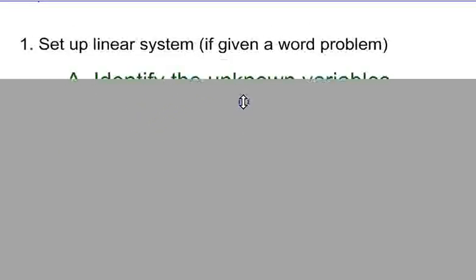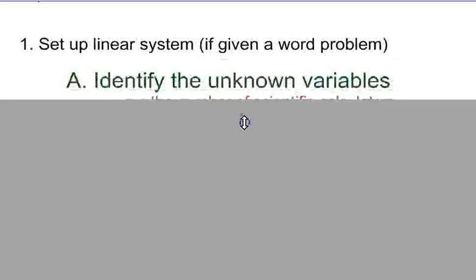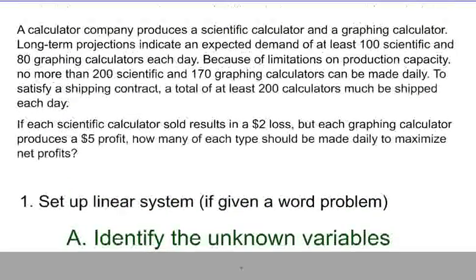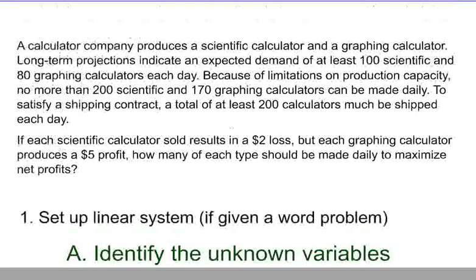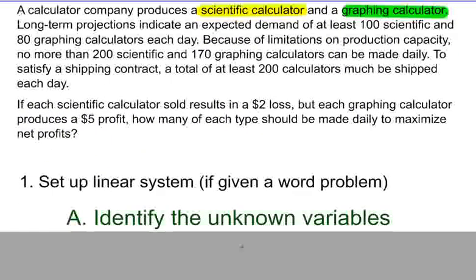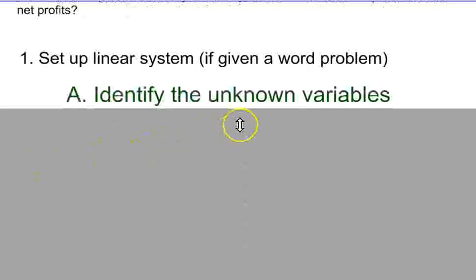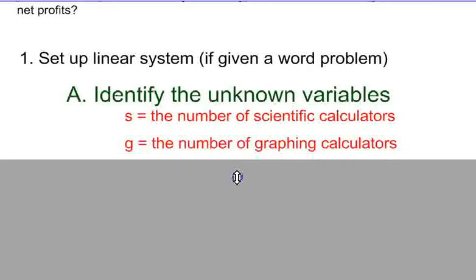So back to our first step, to set up the linear system. We're going to have 2 steps. The first step is to identify the unknown variables. In this case, the unknown variables are the number of scientific calculators that need to be produced daily and the number of graphing calculators that need to be produced daily. To make it a little bit easier, I'm going to let S represent the number of scientific calculators and G represent the number of graphing calculators that are produced daily.